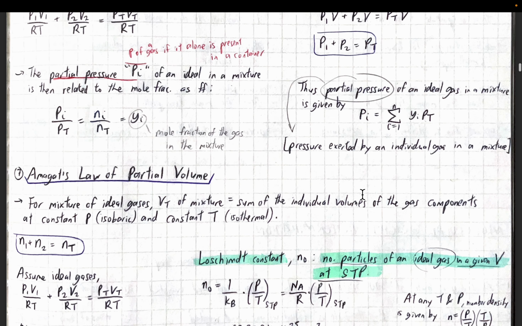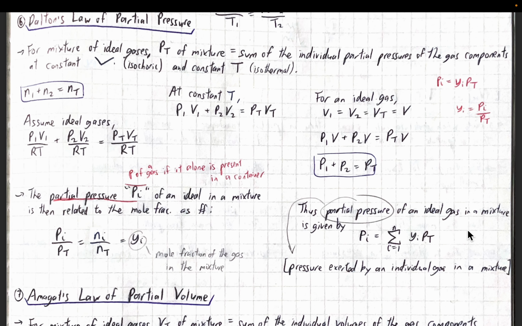So yeah, thus the partial pressure of an ideal gas in a mixture is given by this one. If you transpose the total pressure to the left side, then you get P sub i equals y sub i times P sub T. So yeah, this is the one you see here. You just see the summation.